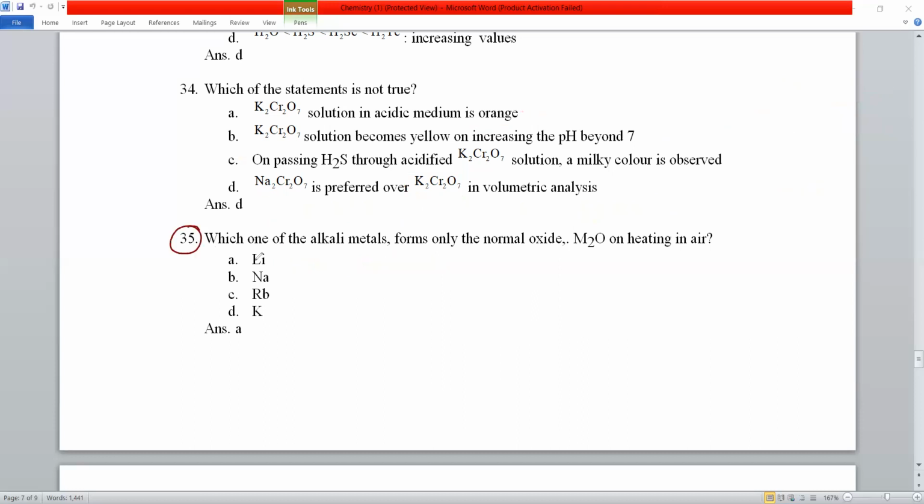Next question number 35. Which of the following alkali metals forms only normal oxides M2O on heating with air? So lithium alone will give normal oxides, and sodium will give peroxides, and rubidium as well as potassium will give superoxides. Since it is asking only for normal oxide, option A will come.